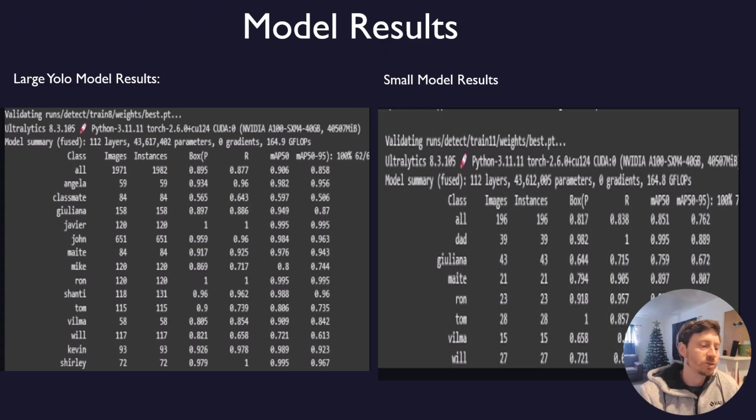Now, model results. In computer vision, we use a metric called mAP50, which is kind of like adjusted R squared. The large model had an mAP50 of around 90%, which means on average it detected 90% of objects correctly. In contrast, the small model had 85%, so it could classify objects 85% correctly.